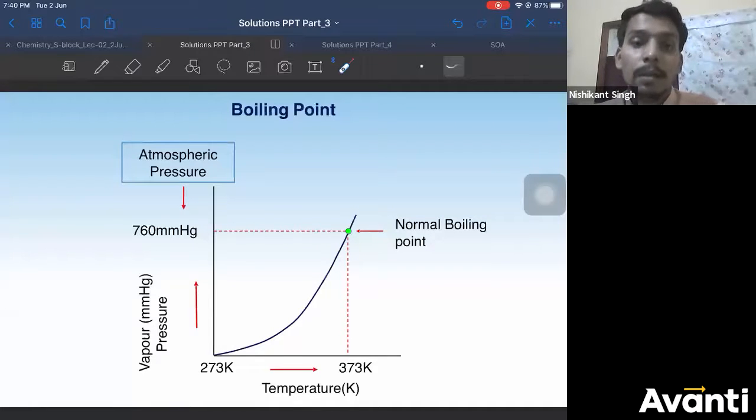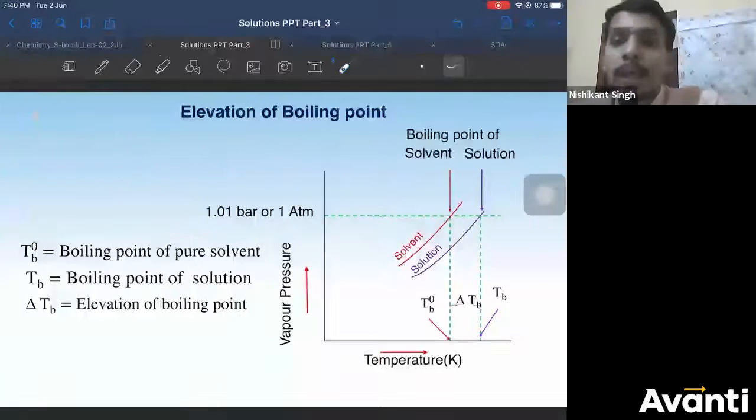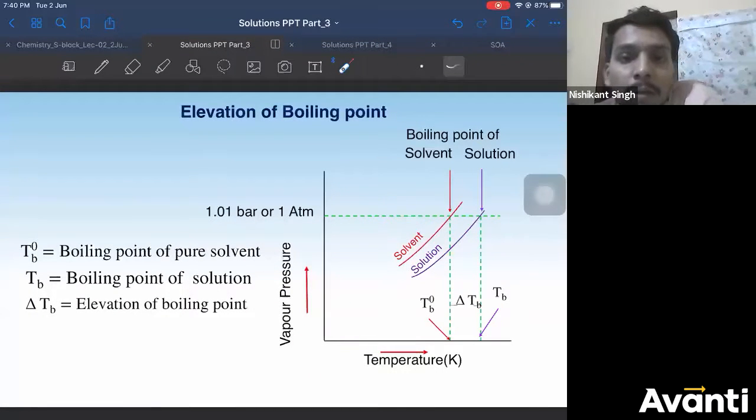Yes? All right. Let's move ahead. Now what we are saying here, at the boiling point of any liquid, yes, Shreyas, you are right.